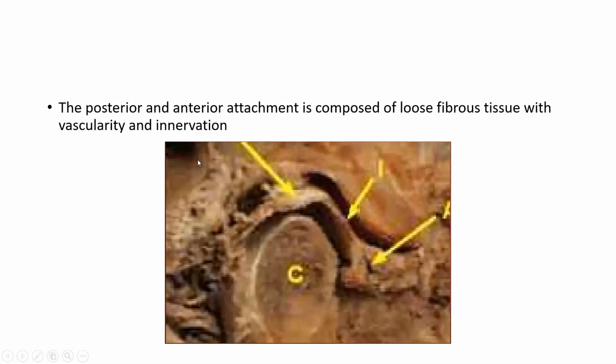The posterior and the anterior attachments of the articular disc are generally composed of loose fibrous tissue, and they have vascularity as well as innervation. Whereas the middle portion of the articular disc is basically avascular and not innervated, and this is also the thickest portion of the articular disc.